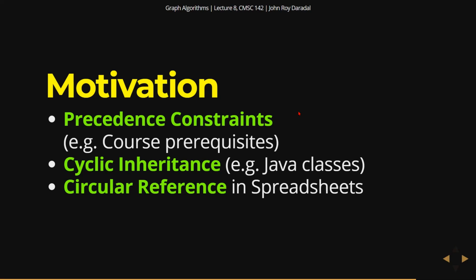Okay, and then for Java classes, you could also use this to uncover cyclic inheritance, right? So the classes should be ordered in such a way that the inheritance is correct, right? So A must be a superclass of B, and then B is a superclass of C. But then if C is a superclass of A, then there is a cyclic inheritance, so it's not possible. Then same thing for circular reference in spreadsheets. So you can also use topological sorting for this one.